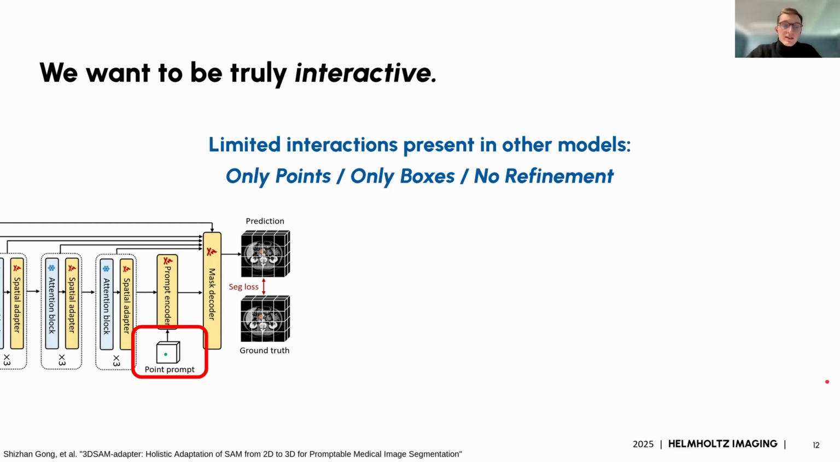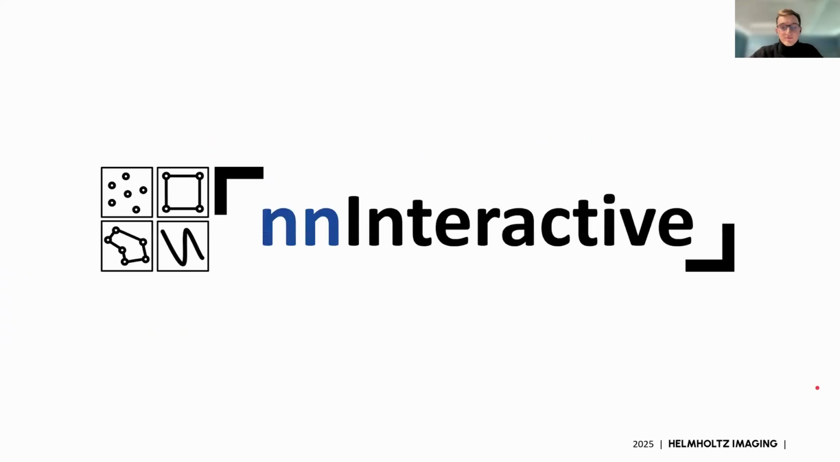Truly interactive is by us defined such that if you place a first prompt and it doesn't work, or the segmentation is almost perfect but not really perfect, you want to be interactive. So you have the ability to place another prompt. The first model, which I presented, basically the Metzer model, wasn't interactive at all. You could just place boxes, and this model here, which is called SAM 3D, also just has the ability of point prompts. And with all that in mind, we basically set out to build nnInteractive.